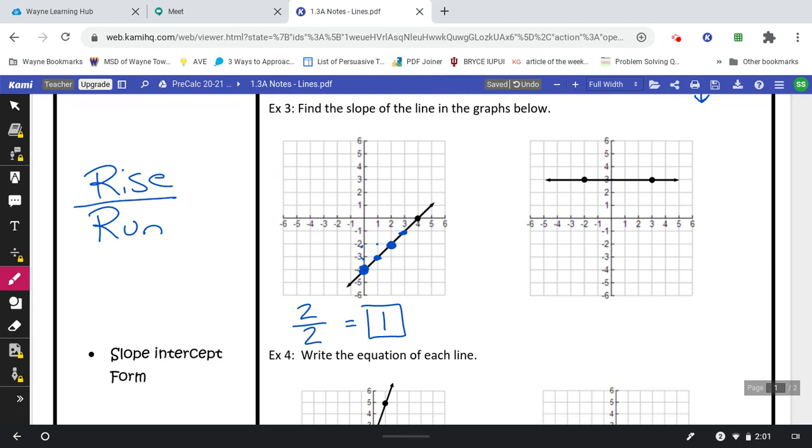For the next one, you have a flat line, a horizontal line. If you count from this point to this one, you don't actually rise at all. So rise 0, and then I go over 1, 2, 3, 4, 5. Well, 0 divided by 5 is 0. So anytime you have a flat line, a horizontal line, that's always going to be a slope of 0.